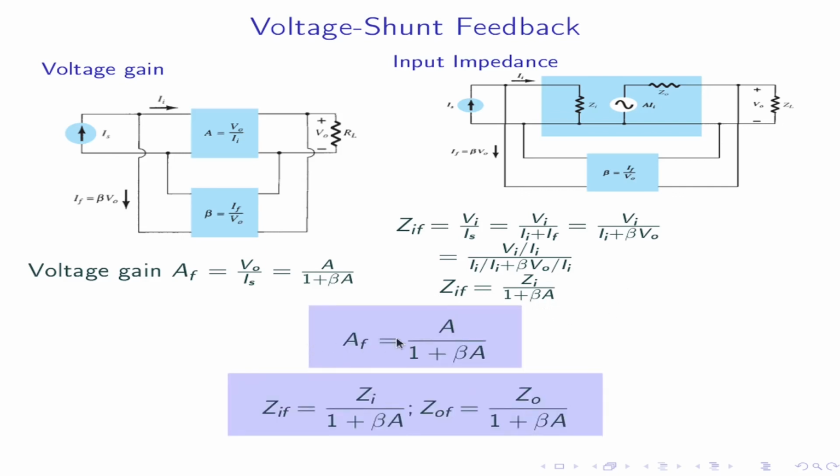The results are Af is equal to A by 1 plus beta A, input impedance is Zi by 1 plus beta A, and output impedance with feedback is equal to Zo by 1 plus beta A.